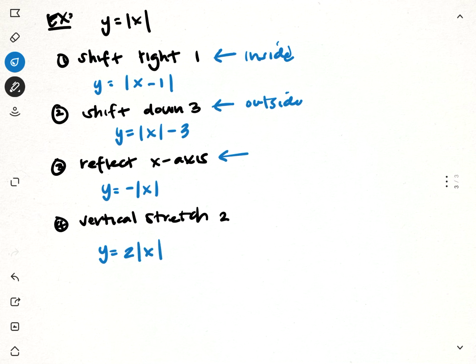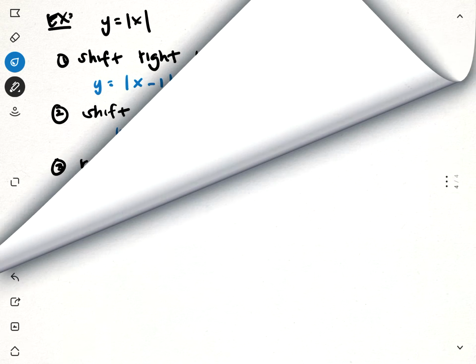Okay, so pretty simple. Once you get the hang of it and once you understand, then all the other stuff that you're going to do dealing with family of functions and vertex form and stuff like that is going to be a little bit easier.